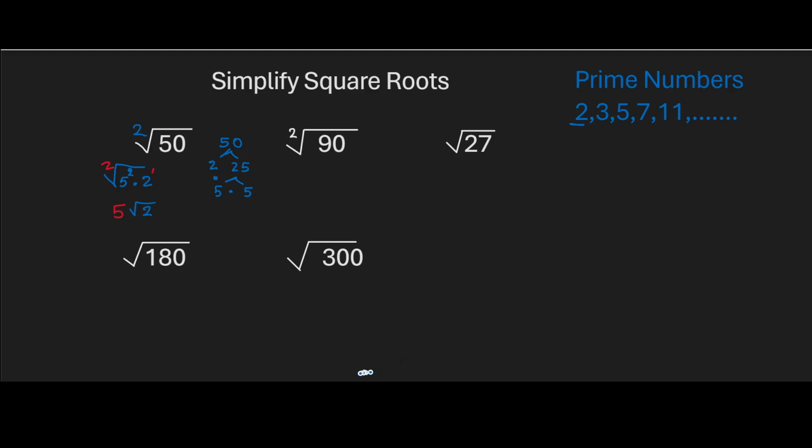Okay? Now, let's do the same thing with the next number. The next number is 90. And I'm going to rewrite it, 90. And I need to find the product of two numbers. And I hope that one of those numbers should be a number to the second power. So what I'm going to do is start by dividing this by 2. I'm going to get 45. 45, I can divide it by 3. So what I'm going to get is 15.